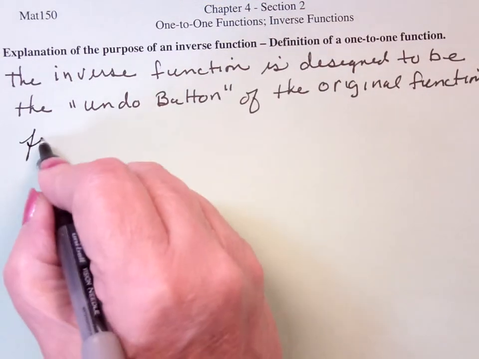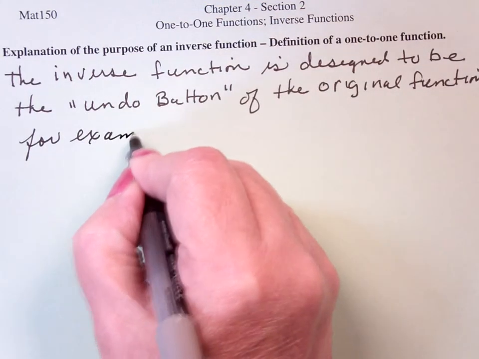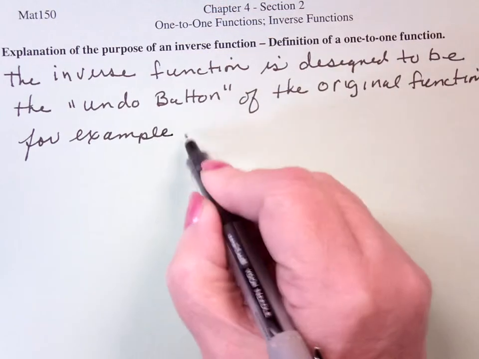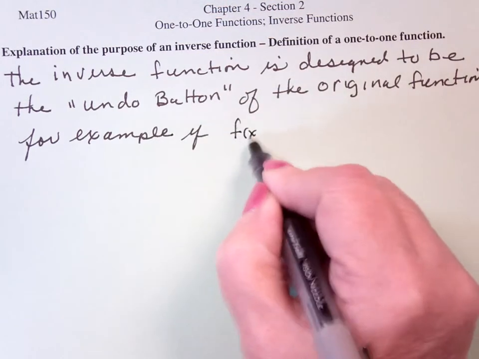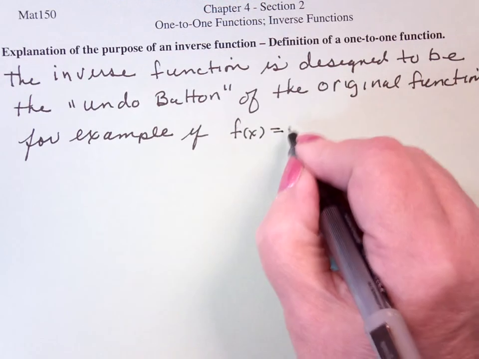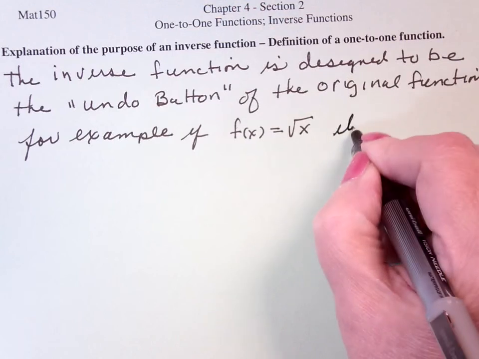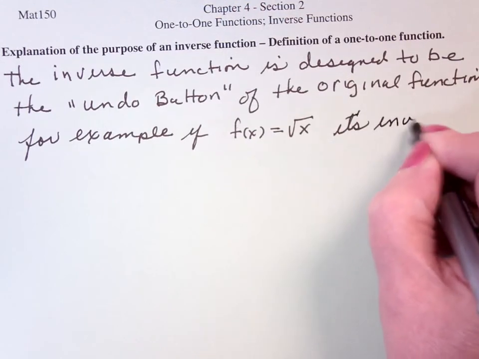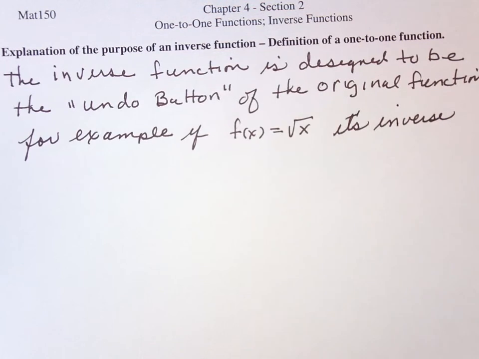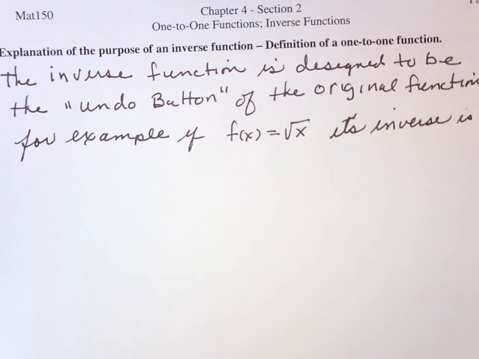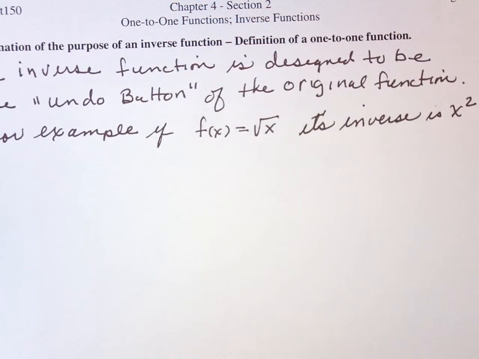So, for example, if f of x equals the square root of x, its inverse is what? What undoes a square root? Square. Its inverse is x squared.